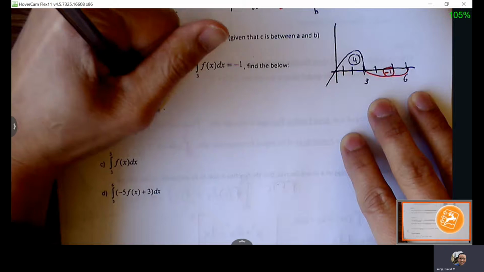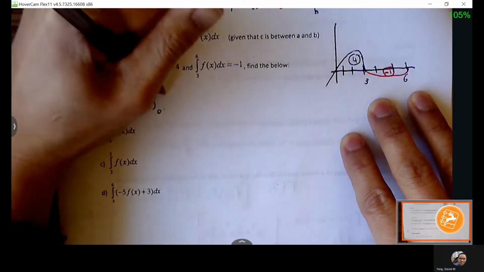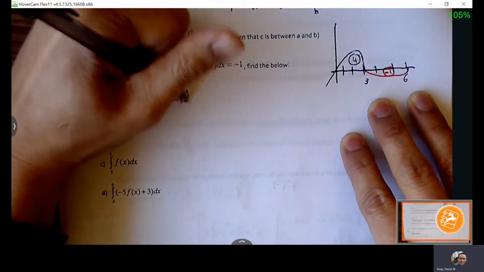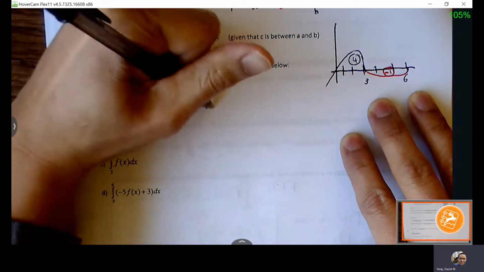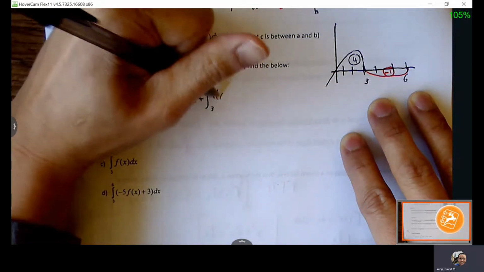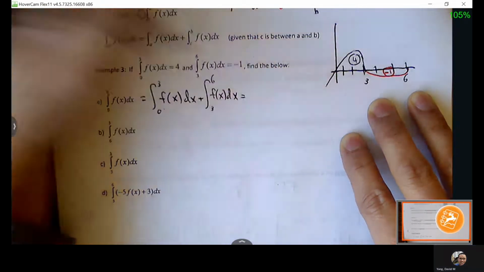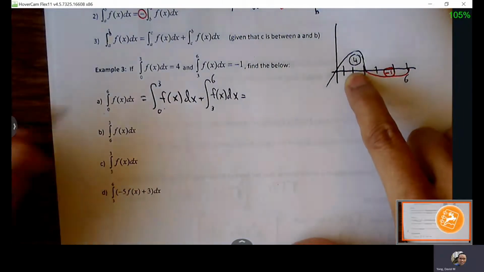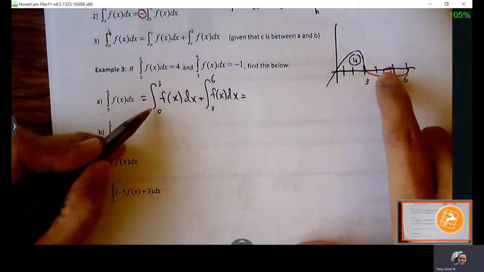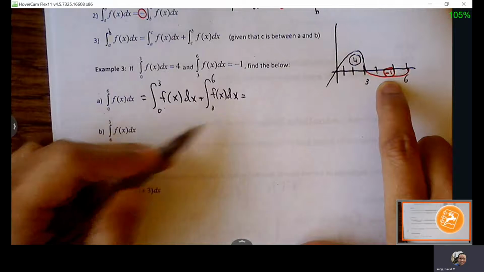So if I want to write this thing fully out, I can say 0 to 3, and then from 3 to 6. Okay, so 0 to 3 has a positive region of 4. 3 to 6 is -1.